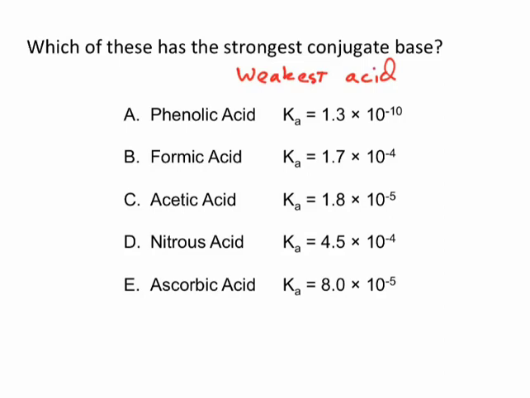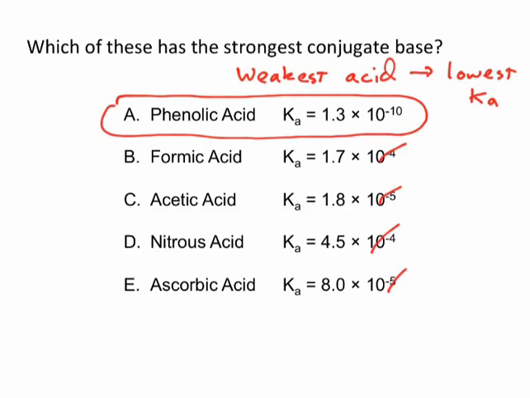And then the weakest acid, well, that has the lowest Ka. So then we just need to look down this list and find the one of these with the lowest Ka. Let's see here, -5, -4, -5, -4. Hey, here it is. All right, so this one has the lowest Ka, and thus it's the weakest acid, which means it'll have the strongest conjugate base. So that's how you would do that kind of problem.